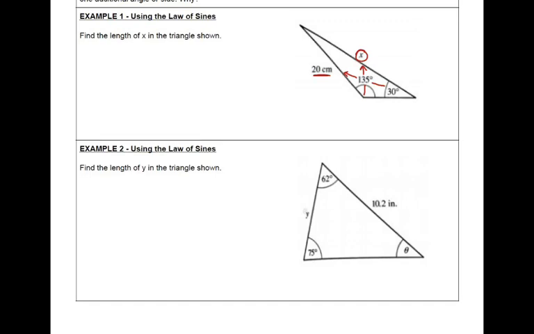So what I could do is set up a proportion, essentially, or two fractions equal to each other. So sine of 135 over x should be equal to sine of 30 over 20.